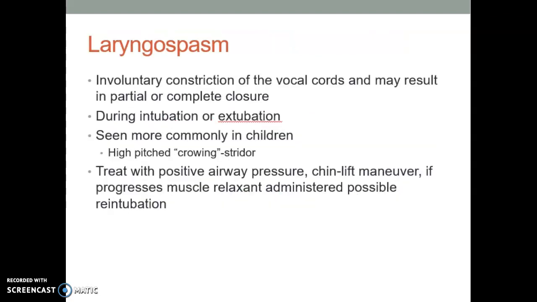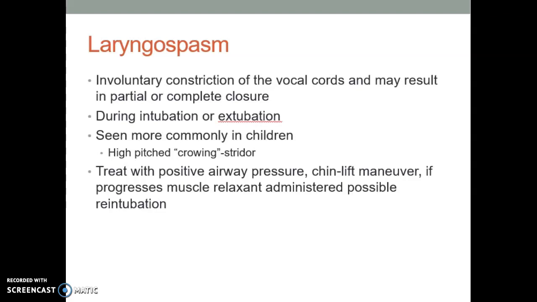Laryngospasms. A laryngospasm is a muscle spasm of the vocal cords. While a mild laryngospasm, where you can still exhale air, can be frightening, it is usually not dangerous and typically lasts only a few minutes. This happens when the involuntary constriction of the vocal cords may result in complete or partial closure during intubation or extubation. This can happen in pediatric patients as well, where you will hear a high-pitched sound called a stridor.